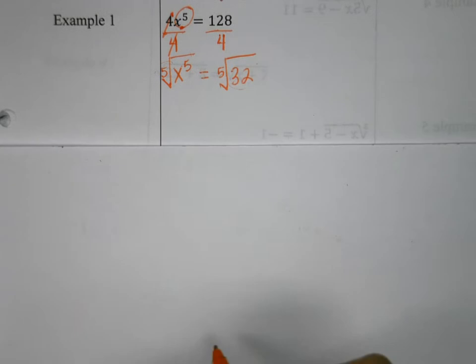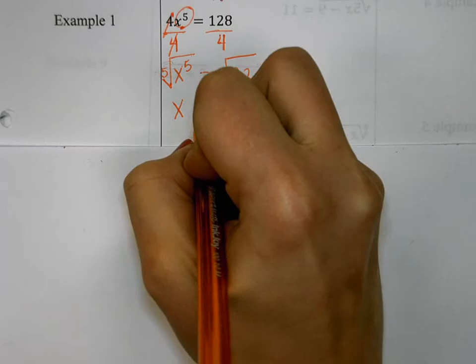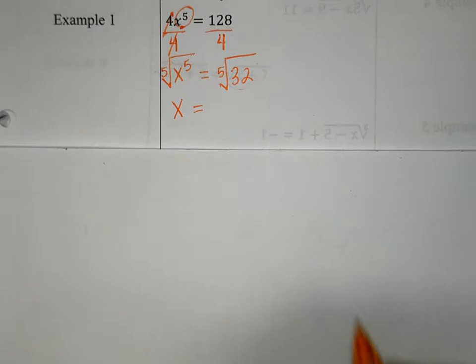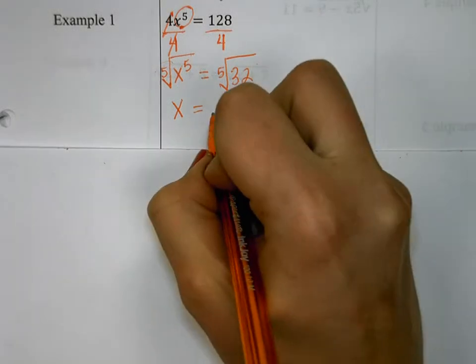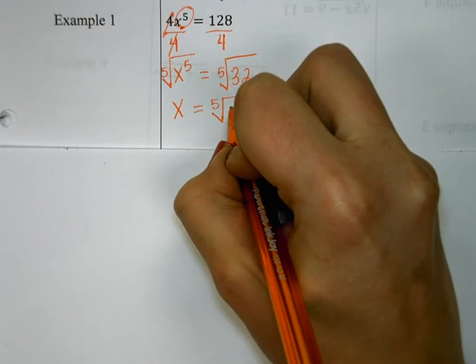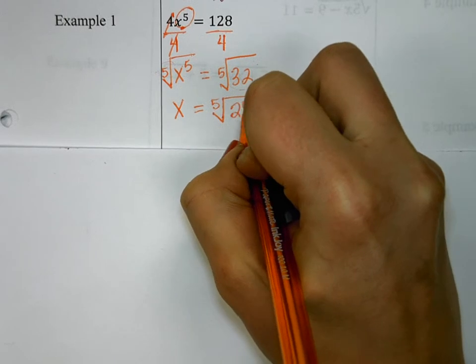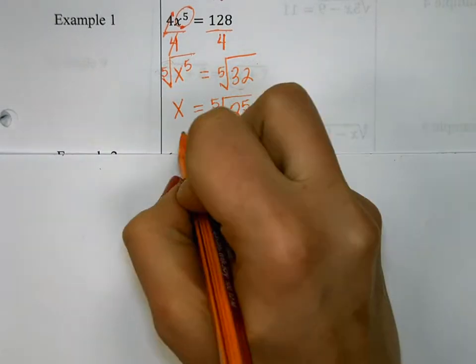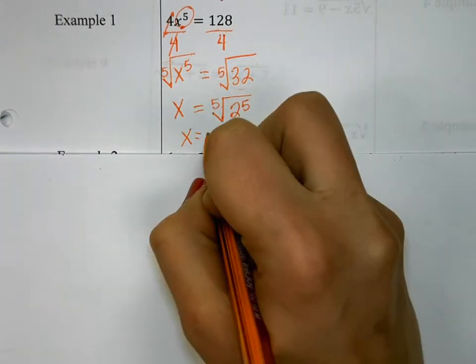So the 5th root of x to the 5th is going to give me x. And then I need to figure out how 32 breaks down. You should have this one memorized. The 5th root of 32 can be written as 2 to the 5th. So that's going to give me an answer of x equals 2.